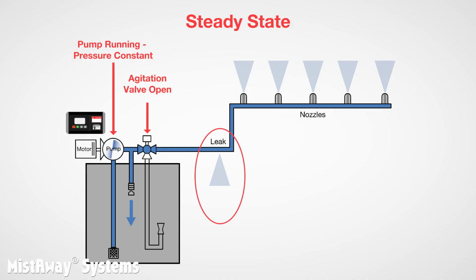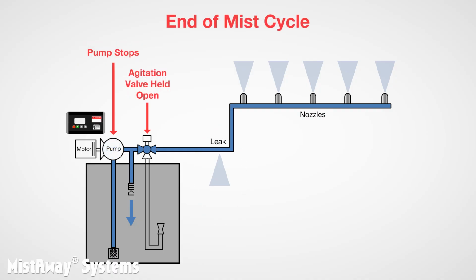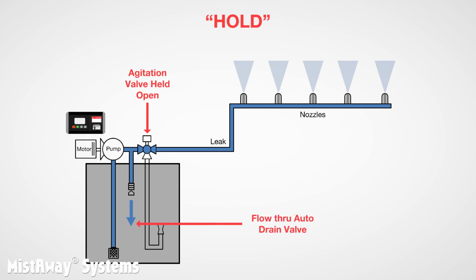Even the flow rate through the leak is at a constant flow rate. At the end of the mist cycle, the controller stops the pump and holds the agitation valve open. You'll see the word hold and a countdown in the display. The pressure in the nozzle circuit drops very quickly as a small amount of fluid flows back into the unit through the auto drain valve. When the pressure drops, the check valves in the nozzles close and they stop misting.